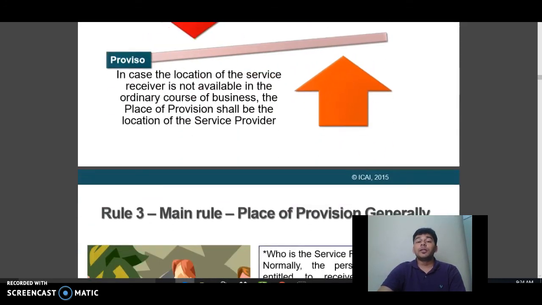Now there is a proviso inserted there too. In case the location of service receiver is not available in the ordinary course of business, the place of provision shall be the location of service provider. Now please understand, friends, this is a proviso. This is an insertion of a proviso that if the location of service receiver is not available in the ordinary course of business, the place of provision shall be the location of service provider. But first always see the general rule, and only if the recipient is not having a place of business, then we are going to see this proviso.